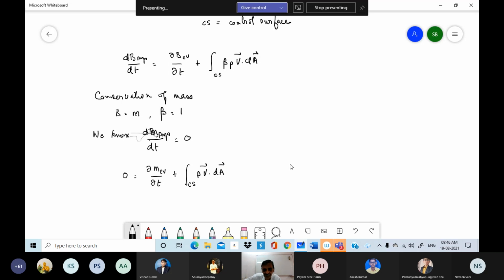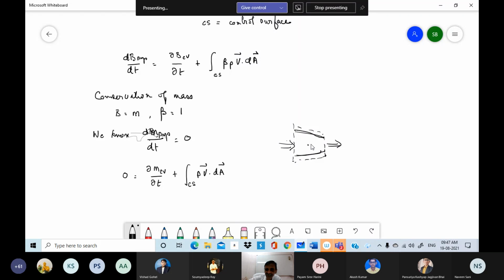Now, if I have a situation where the local value of all properties does not change with time. So let us say I have a nozzle where fluid is flowing in, flowing out. In that case, if I consider any point inside, so let us say this is my control volume.